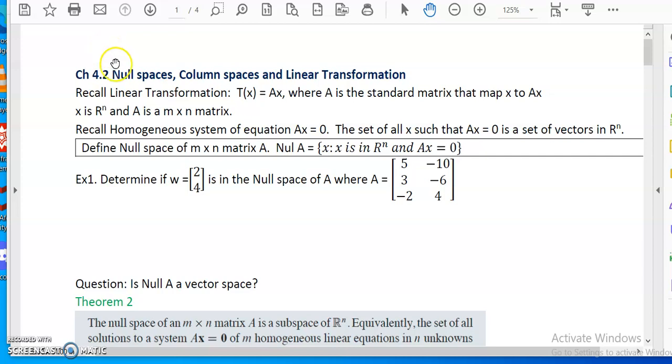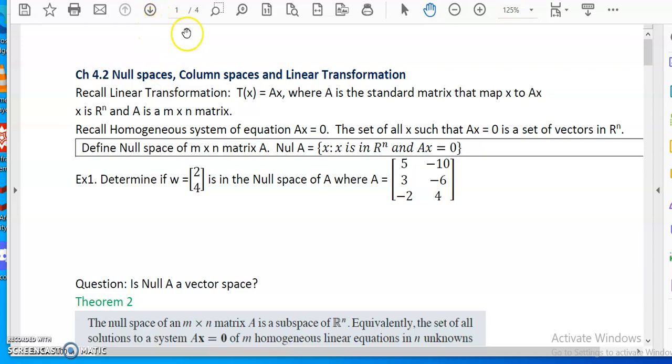We're going to talk about three things. The first two are most important. We're going to introduce two subspaces of Rn. First is called the null space, and the second is called the column space. Both of them are related to a matrix A.